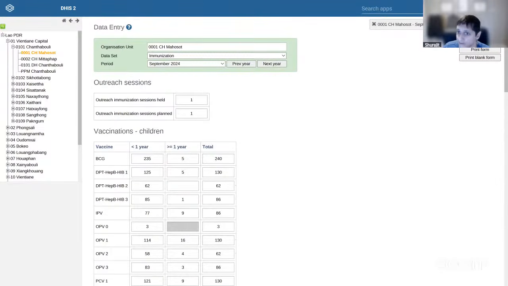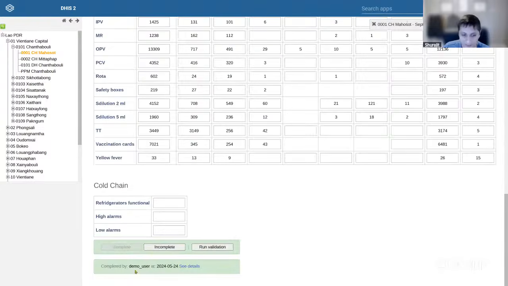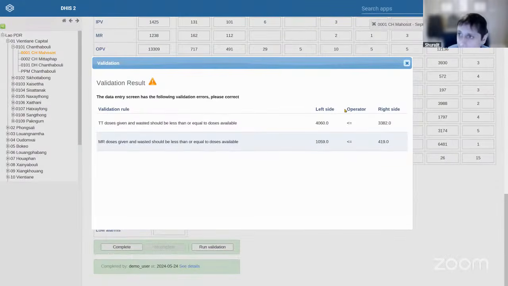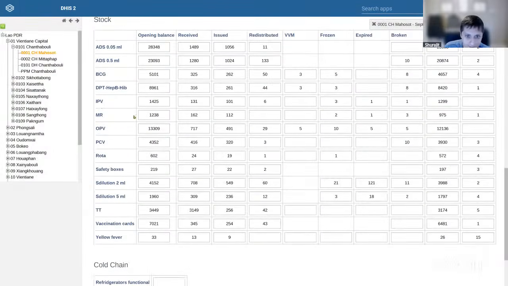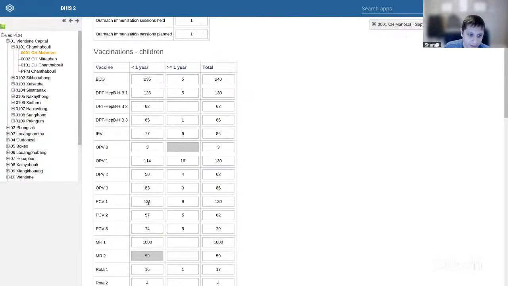Here I can run the validation rules, or if I click on complete at the bottom here, it's already completed, but it'll then pull up any validation rule violations. So here you can see there's a couple. What I can do is fix one issue on one of the sides here. Remember, we have the left side, the operator, and the right side. If I can fix the issue here at the source, then I can remove this violation. So in here it says MR doses given and wastage should be less than or equal to the doses available. So it's comparing the stock for MR here with the number of doses given, right?